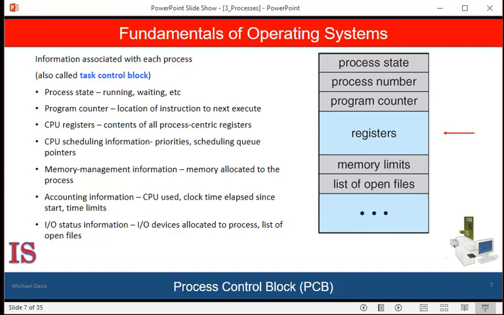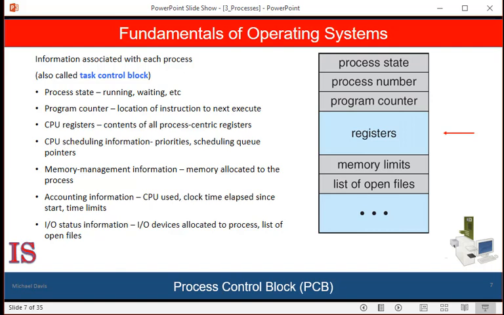There's also CPU scheduling information. This is information that includes a process priority or pointers to other queues or other types of items. There's also memory management information. This is information that includes things like the value of the base register where this process starts and the value of the limit registers or the bounds registers, various page tables and segment tables, things like that, depending upon the memory system used by the operating system.